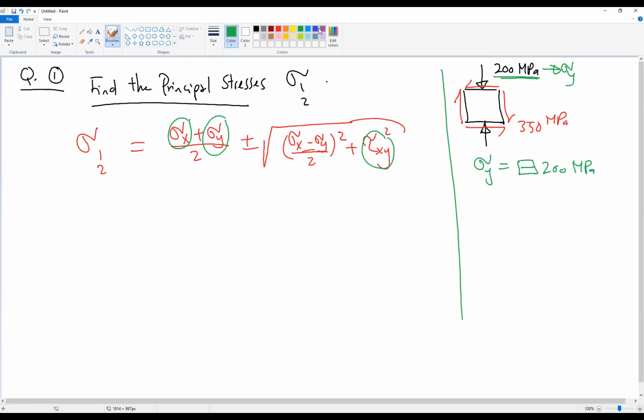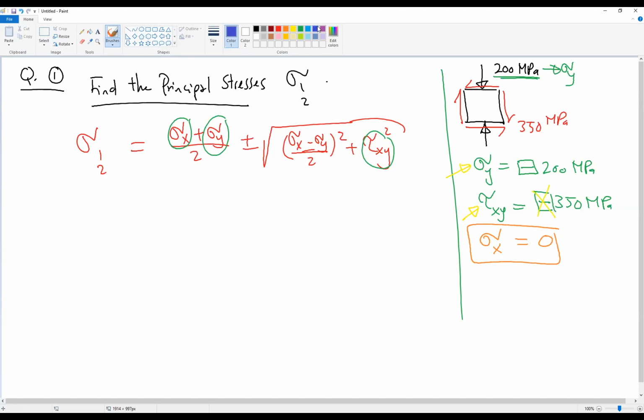For tau xy, tau xy will be 350 MPa, and as we said in the sign convention, this is negative shear, and you can neglect this sign because it doesn't matter as it is squared. So now we know sigma x, sigma y, and tau xy. For sigma x in this problem, sigma x is not available, so sigma x is 0.